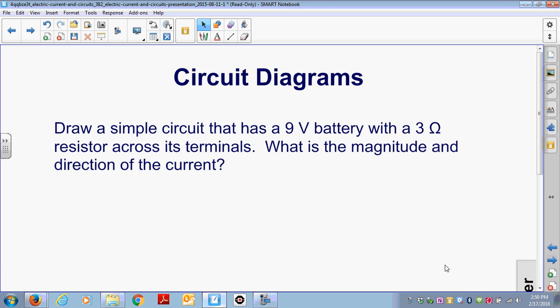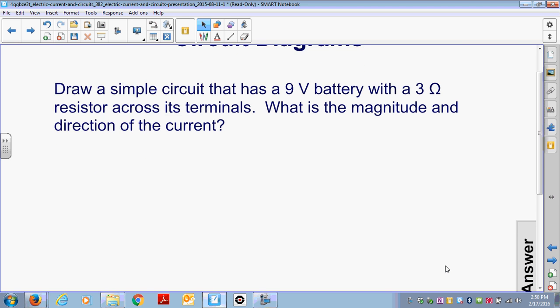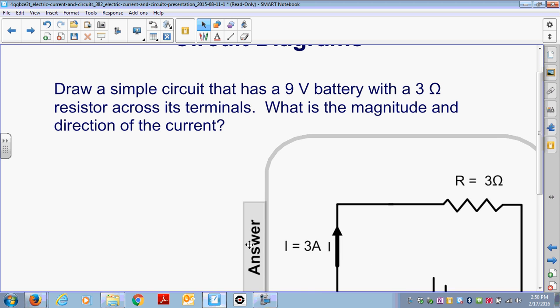So here we're going to draw a simple circuit that has a 9-volt battery with a 3-ohm resistor across its terminals. We want to know what is the magnitude and direction of the current. So go ahead and pause the video and see if you can do this one on your own. If it's been a while since you've done circuits, you might need to let the video play instead of pausing it. Okay, so let's take a look.